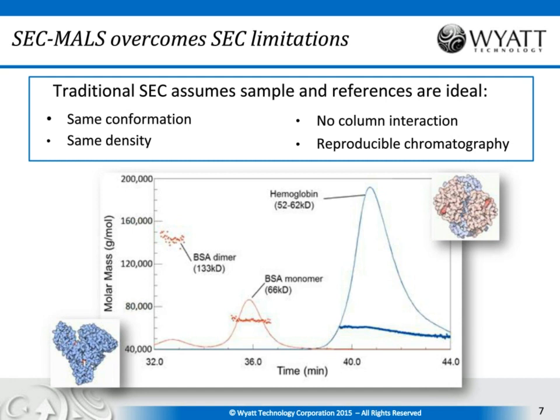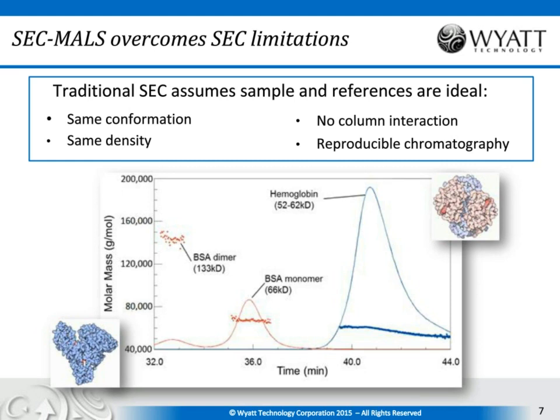And so in order for those references to give you the proper connection between volume and molecular weight, they need to be very similar to the molecules that you're measuring, your own samples. They need to have the same conformation and the same density as the standards. They need to have the same types of column interactions, so hydrophobic interactions and other types of non-ideal interactions with the column need to be the same as the standards in order for them to represent correctly the properties of your molecules. In addition, your chromatography needs to be reproducible.